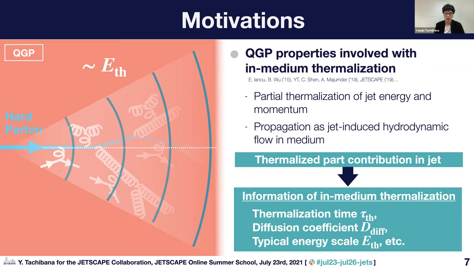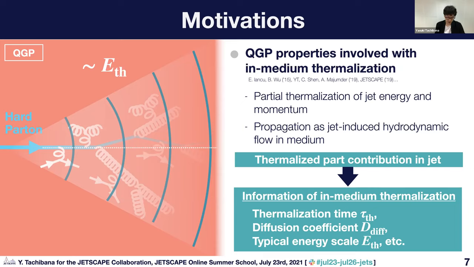Another motivation is a theoretical motivation. If some portion of the jet energy and momentum comes from the medium, we can study the QGP medium involving the phenomenon of in-medium thermalization. If some portion of jet energy and momentum is thermalized in the medium and propagated in the medium, and in the end captured together with the jet, they carry the information of the in-medium thermalization process.